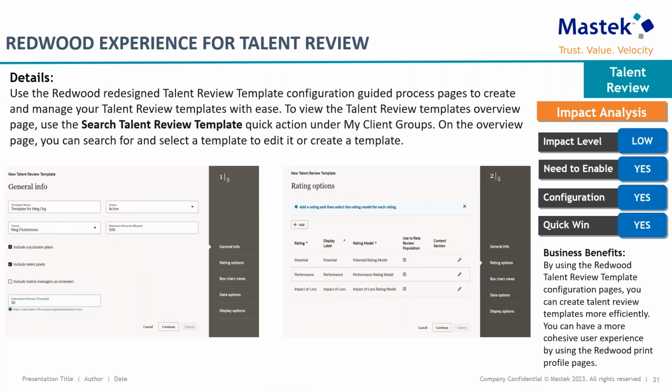The next one is the Redwood experience for talent review. So the talent review configuration page, where we configure the talent review meetings, rating options, box chart views, date options, the display fields, everything is now available in the Redwood UI on the same page with multiple options to your right. This update in 24C Redwood will help HR specialists to get the work done in fewer clicks on one same page and in a faster way. Need to enable is yes, and there are certain more profile options you need to enable with the Redwood page to enable the talent review section for Redwood.